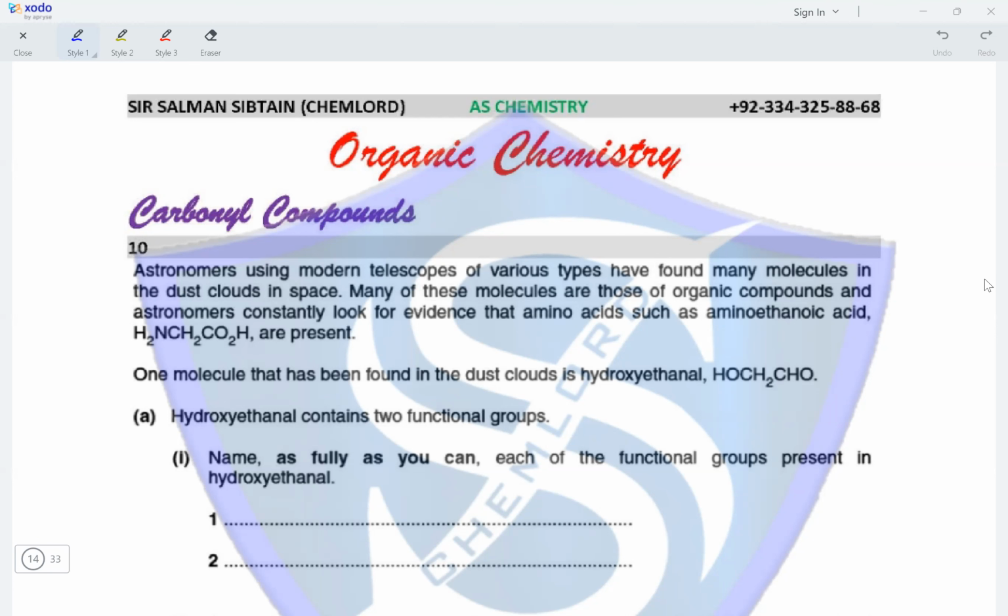So, ethanal means it has the presence of an aldehyde group, and hydroxy means it has the presence of an alcohol group. But since the formula is CH2OH, this is a primary alcohol.